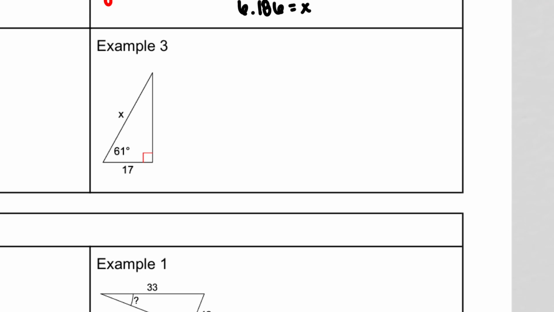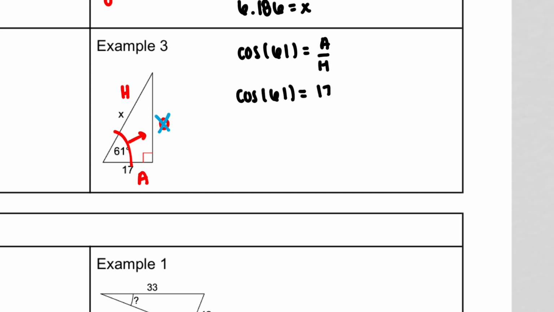So we're skipping down to example 3. We're going to do the same exact steps. I find my angle of interest is 61, so I mark it. I label all my sides. I have my H, I have my O, and I have A. I mark out the blank side, which is O, and that tells me I have A and H left, which tells me that I am using cosine. So cosine of 61 is equal to A over H. Cosine of 61 is equal to 17 over X.